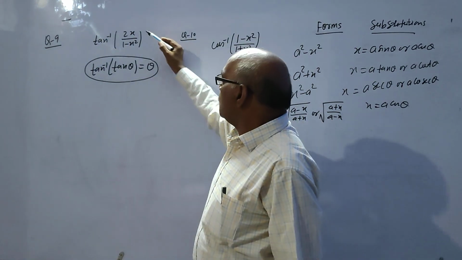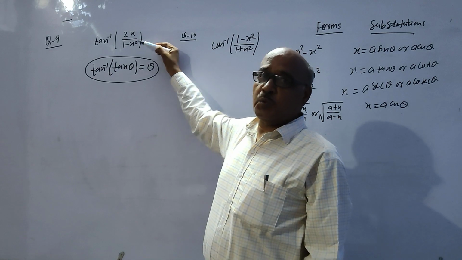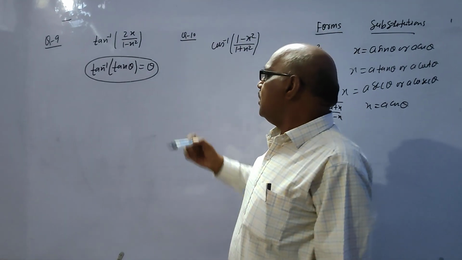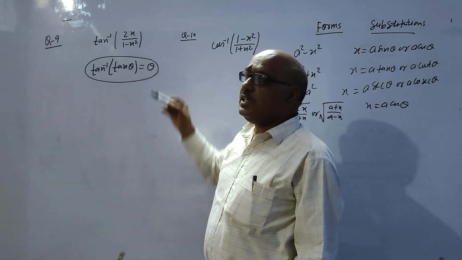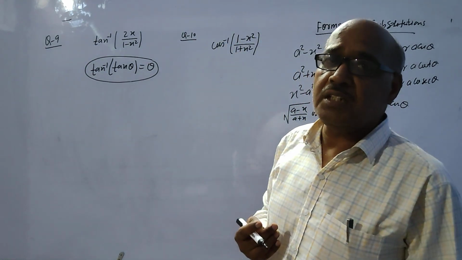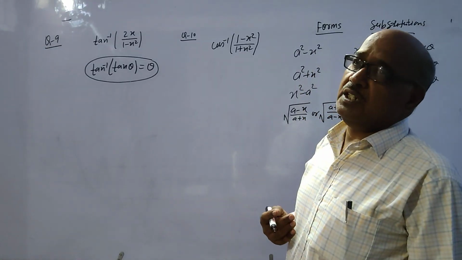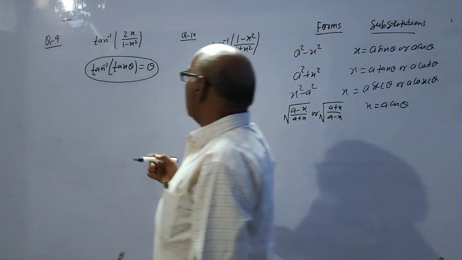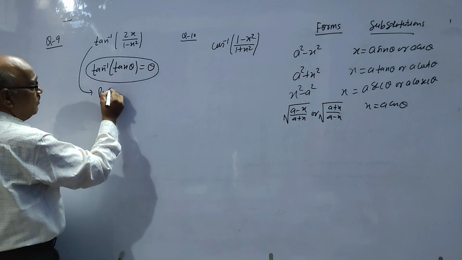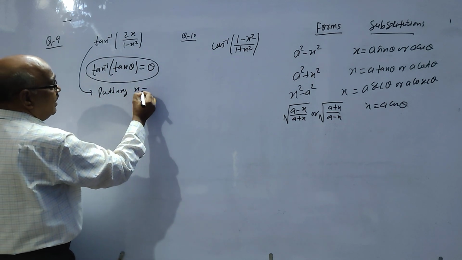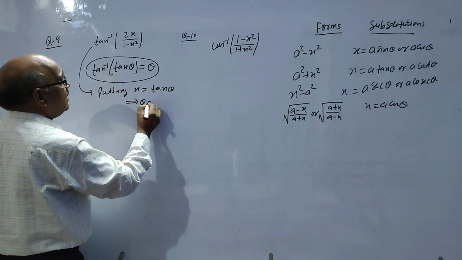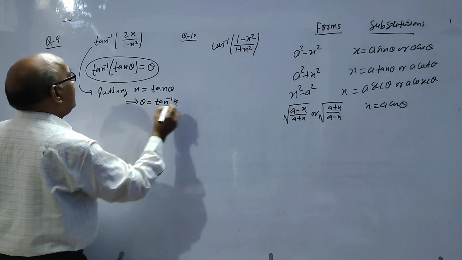Now see here, this is twice x upon 1 minus x square. Which trigonometrical ratio should be substituted in place of x? So you know, when you put x is equal to tan theta, twice tan theta upon 1 minus tan square theta is equal to tan 2 theta. So we are going to substitute here x is equal to tan theta, and this implies that theta is equal to tan inverse x.